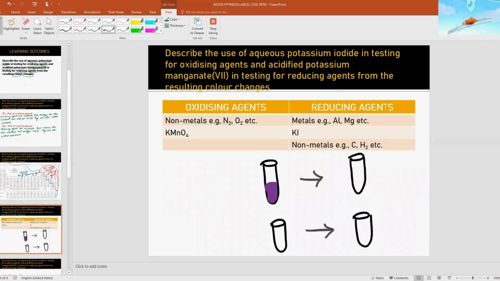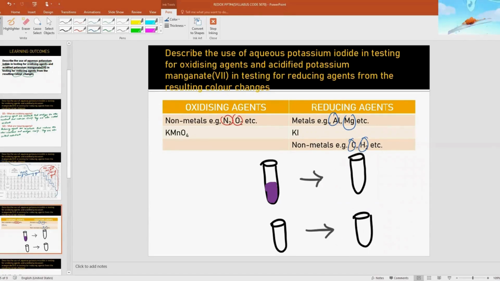Now, following is a list of some oxidizing and reducing agents. See non-metals, they are oxidizing agents. We have N2, O2, etc. And for metals, we have metals like Al, Mg. We have some non-metals also acting as reducing agents like carbon, hydrogen.